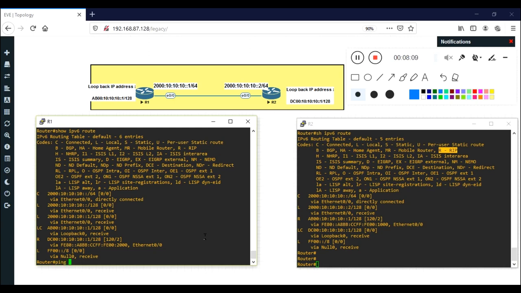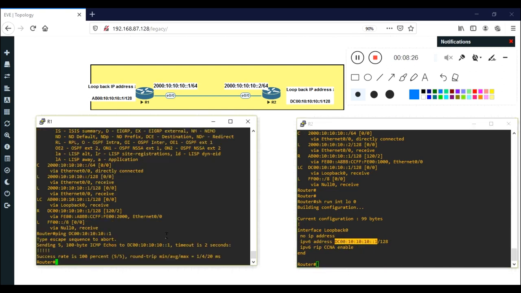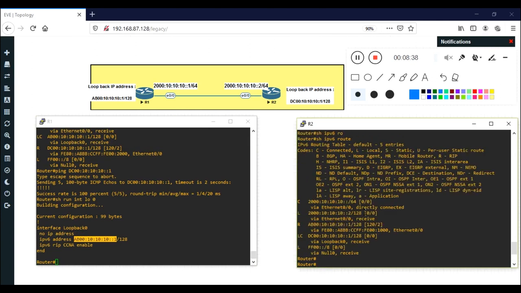Now for the final verification, you will have to check whether it is reachable or not. So from the first router I am going to ping the second router's loopback IP address. This is my second router's loopback IP address. Simply I am copying and pasting. So it is reachable. Same thing I will do from the second router to the first router. My first router's loopback IP address is this one. I am going to ping from my second router.